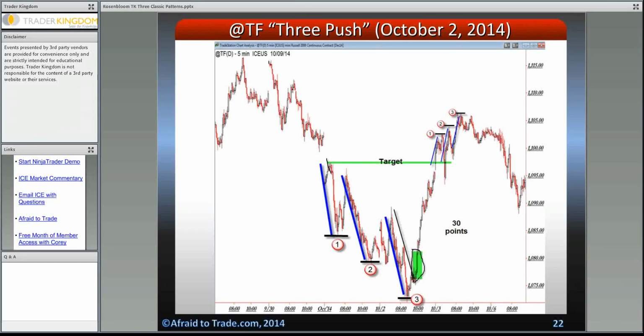Here's what's cute about it: there's a little tiny 3 push going into October 3rd. 1, 2, 3. I wouldn't necessarily trade this because it just happened so quickly. It's a 5-minute chart, but nonetheless, 1, 2, 3, done. And the Russell reversed into that level. I thought it was kind of cool to show you.